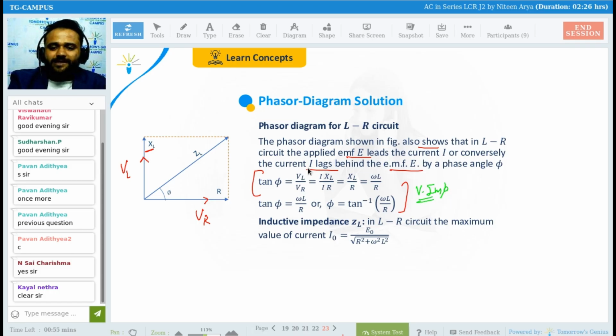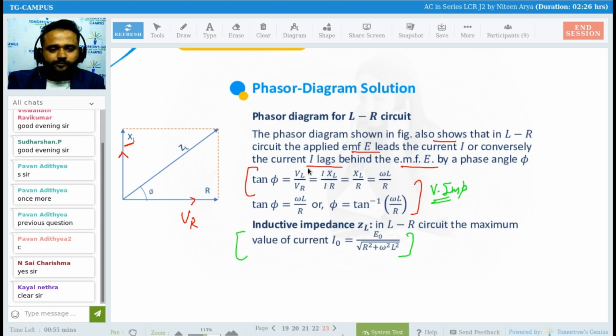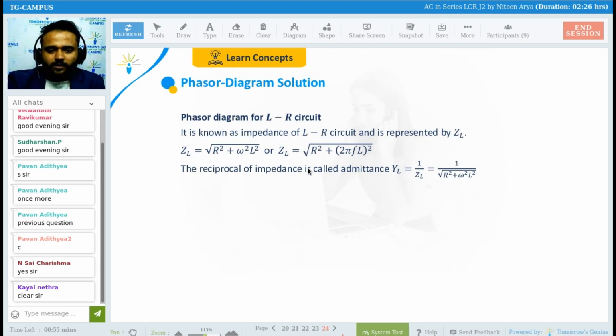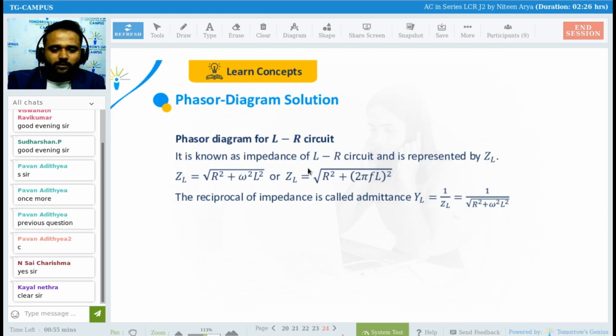So rearranging this, in the LR circuit the maximum value of current is I naught, E naught upon under root of R square plus omega square L square. Clear everyone? This is very basic. So, phasor diagram for LR circuit: it is known that the impedance of LR circuit is represented by ZL. ZL, ZC you can use. ZL equals this. Instead of omega, you can put in this value.